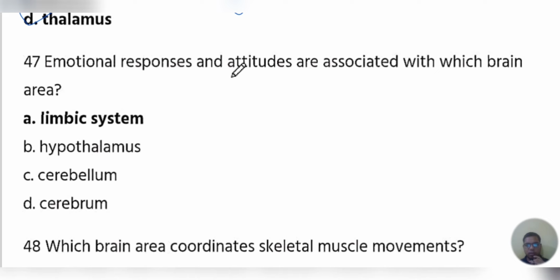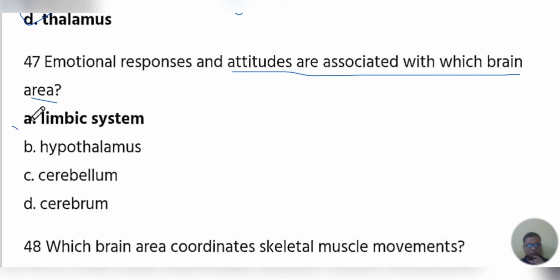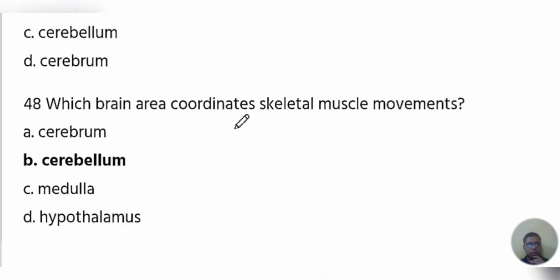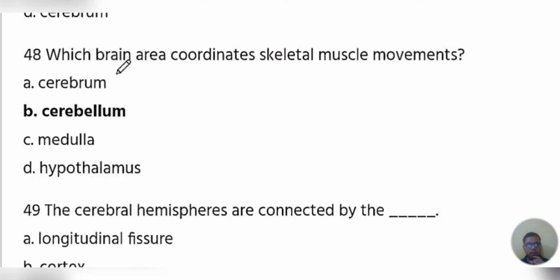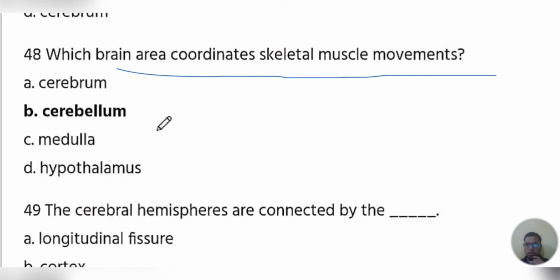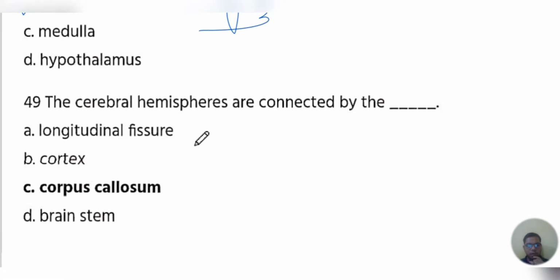Emotional response and attitude are associated with which brain area? The answer is A, limbic system. Okay. Next is question number 48. Which brain area coordinates skeletal muscle movement? The answer is cerebellum. The answer is B. Next is question number 49.